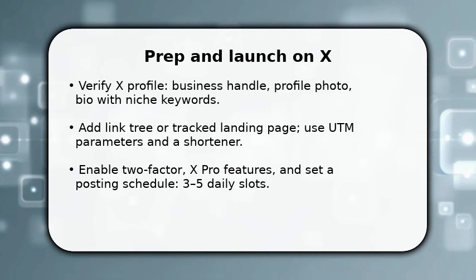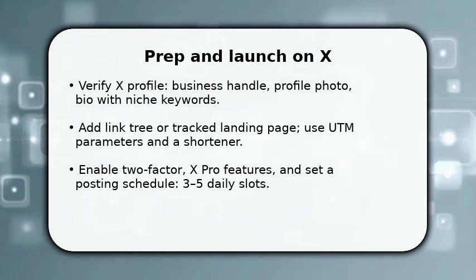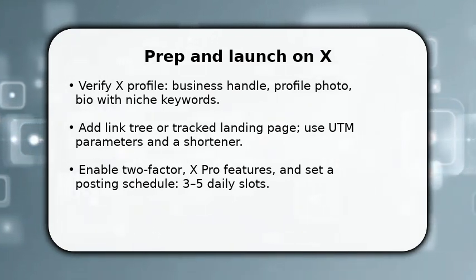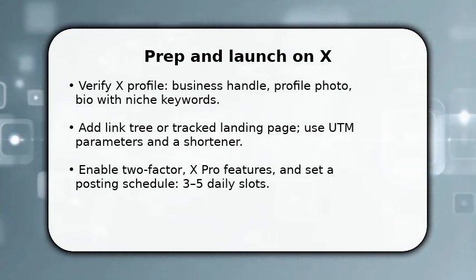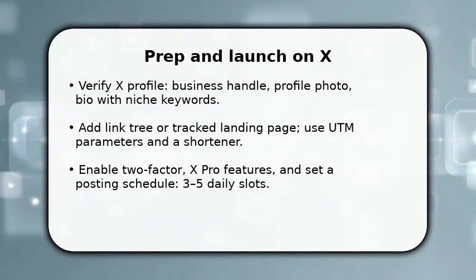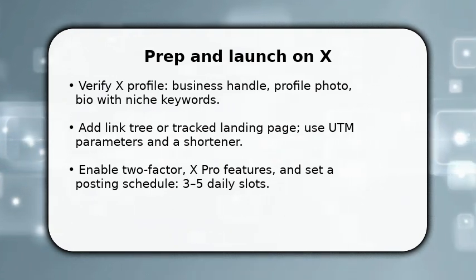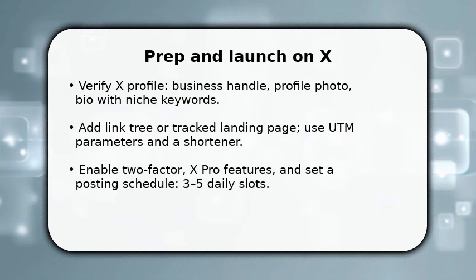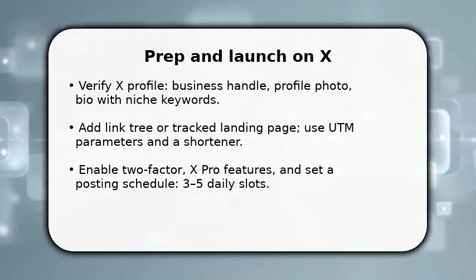You start by preparing your X account so every action converts. Create a business handle, write a concise niche bio, and pin a tracked landing page link with UTM tags. Once done, enable two-factor and upgrade to X Pro if available to access analytics. These metrics show what works.